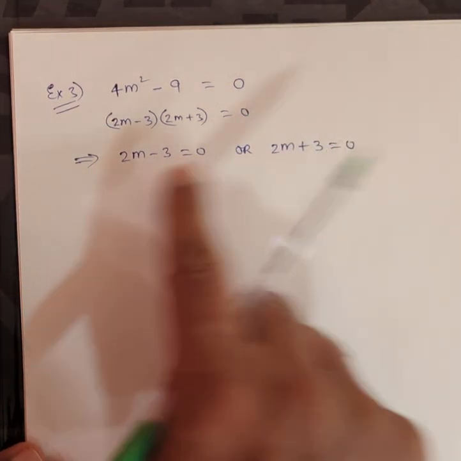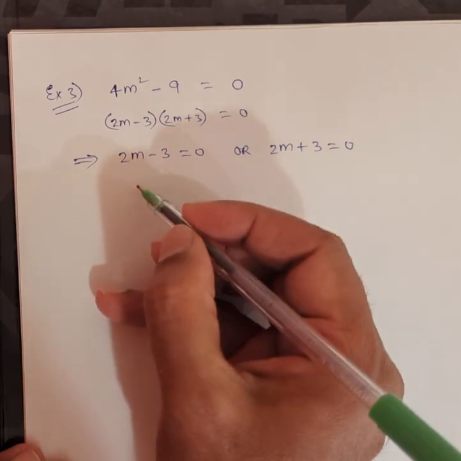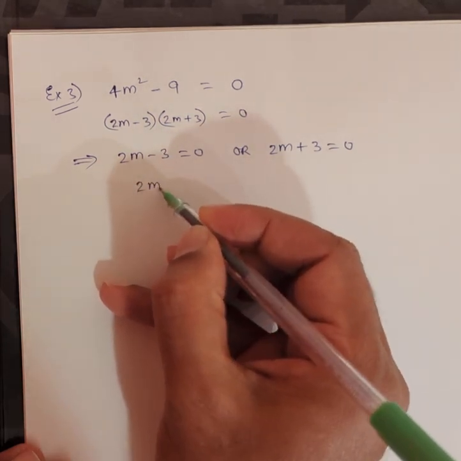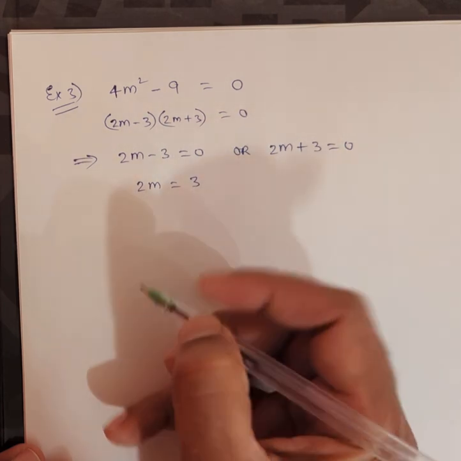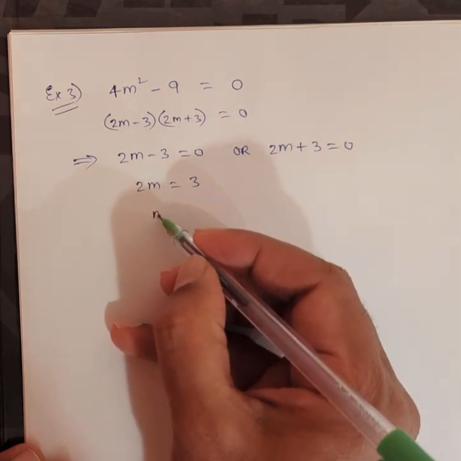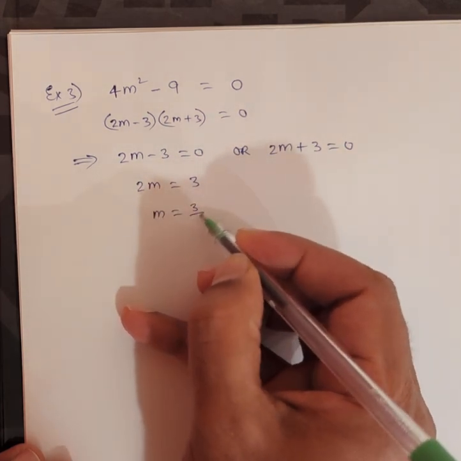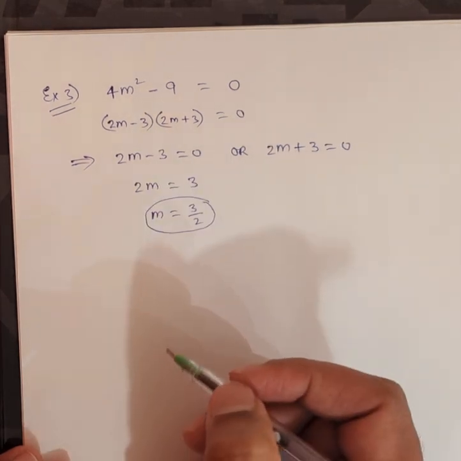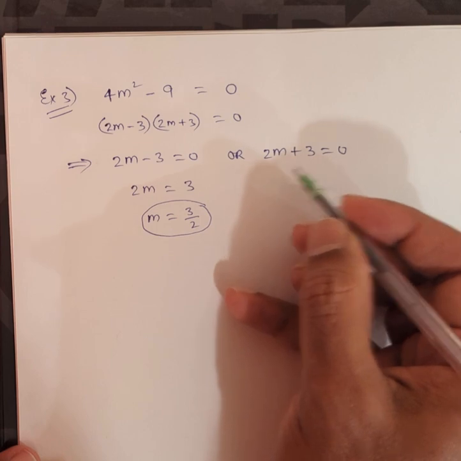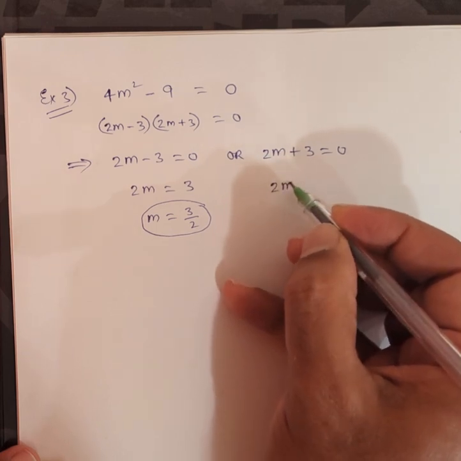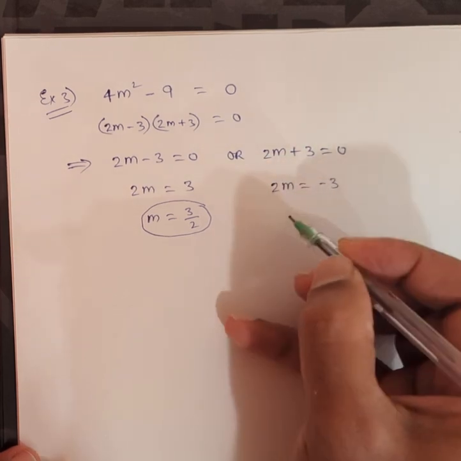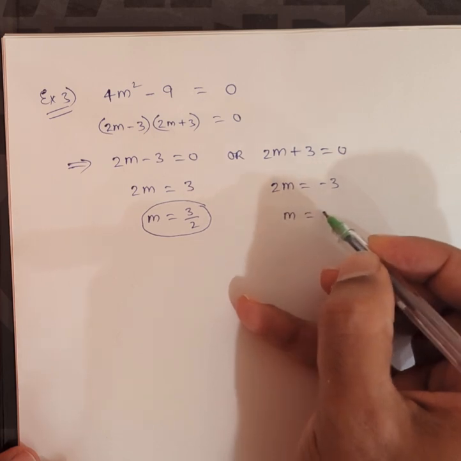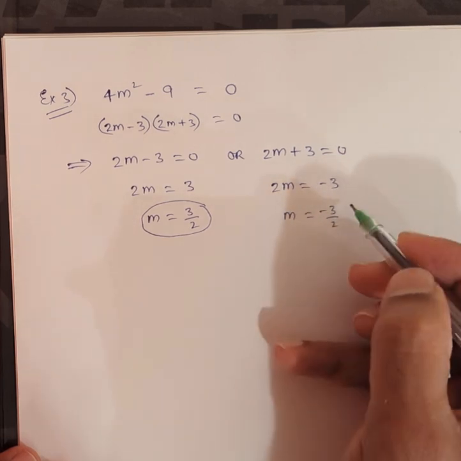So it's a two-step equation. I will first add 3 on both sides. So that's what I get. And then in the second step, I will divide both sides by 2. So m equals 3 over 2 is one answer. And here I will subtract 3 from both sides. I get 2m equal to negative 3. And then I divide both sides by 2. I get m equal to negative 3 over 2.